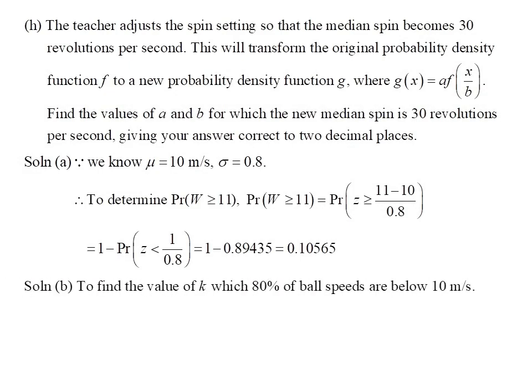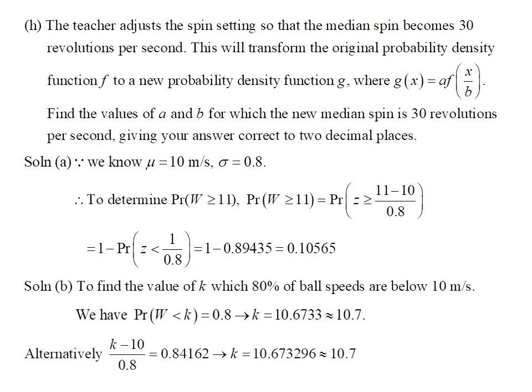Part B of this question is to find the value of k such that Pr of W is less than k equals 0.8. Based on the normal distribution of random variable W, k is calculated, which equals 10.7. Alternatively, since the probability value 0.8 can be transformed to its corresponding standardized value 0.84162, we have (k minus 10) over 0.8 equals 0.84162. So the value of k can be calculated in this way too.